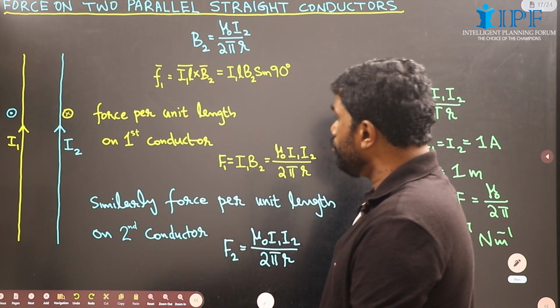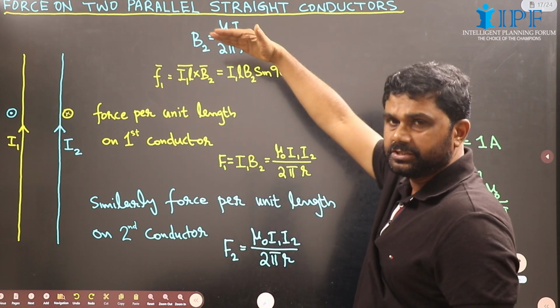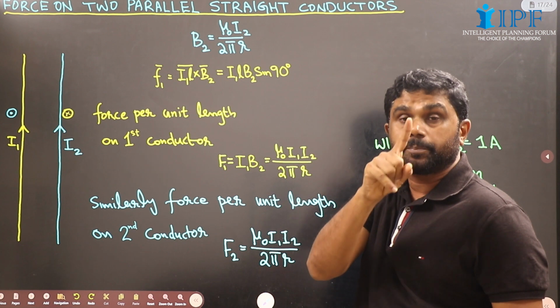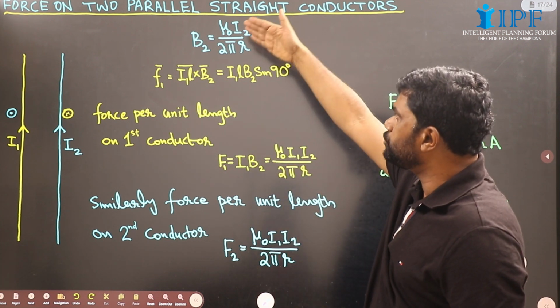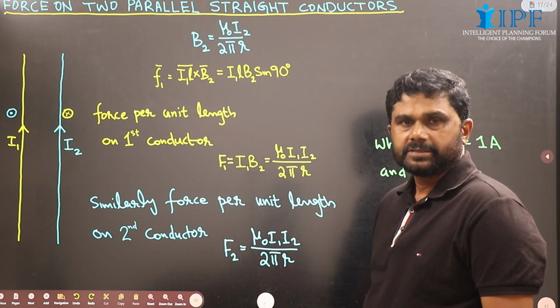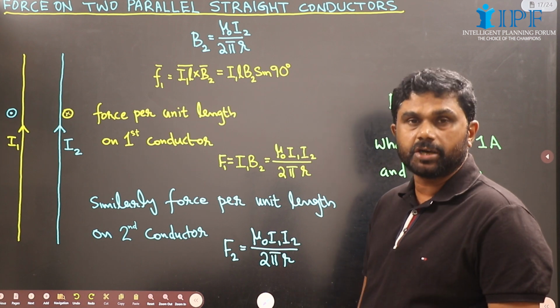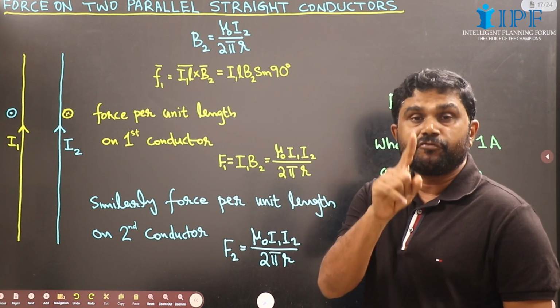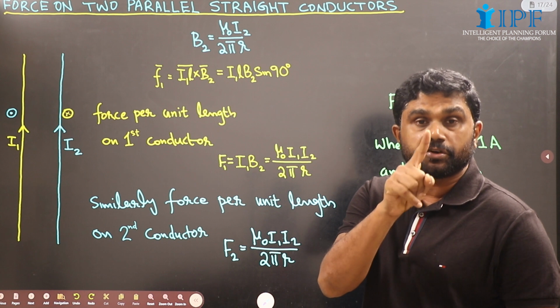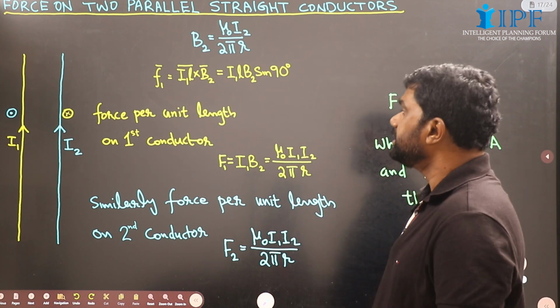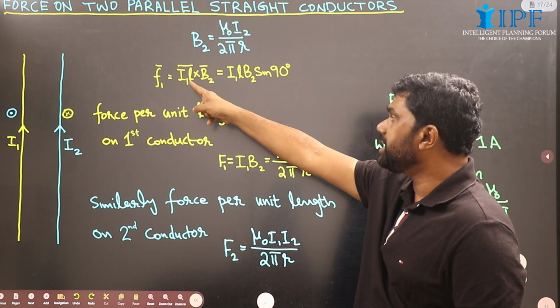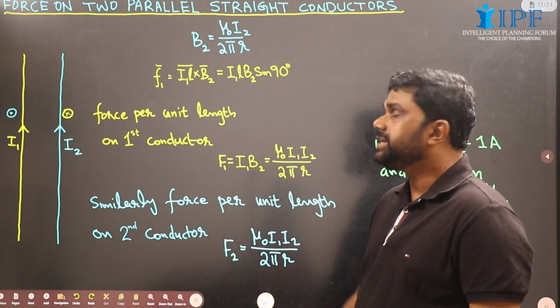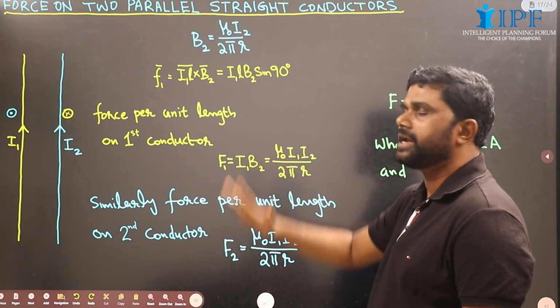Now see, the magnetic field produced by the second conductor at the position of the first conductor is given by mu 0 I2 divided by 2 pi r. The first conductor is perpendicular to that magnetic field. Then what would be the force on L length of the first conductor? That is F1 equal to I1 L cross B2, which means it is I1 L B2 sin 90.